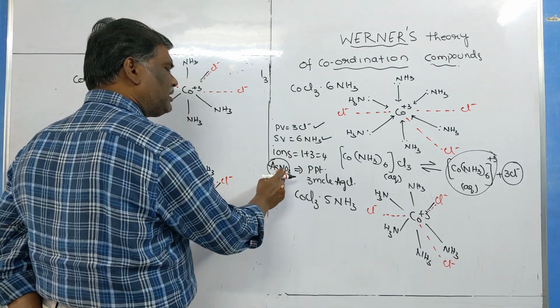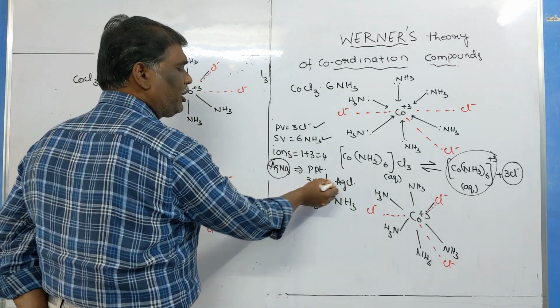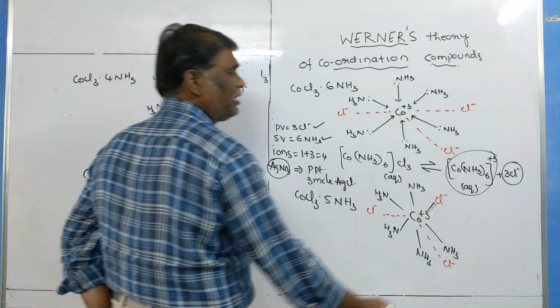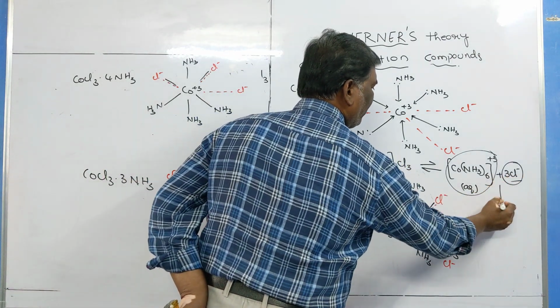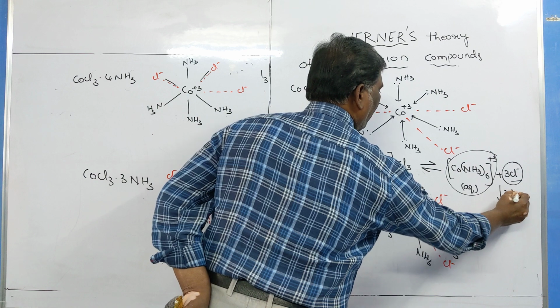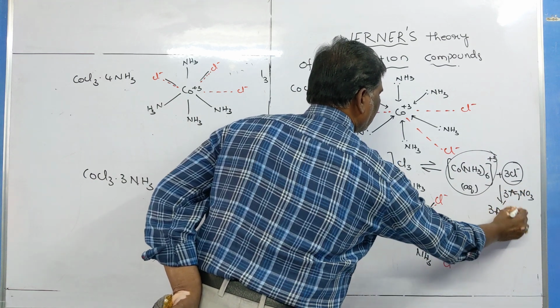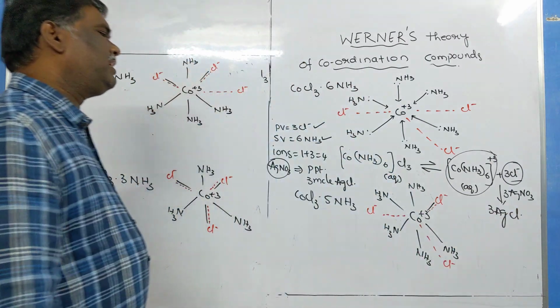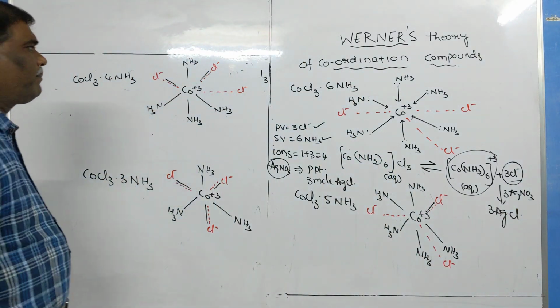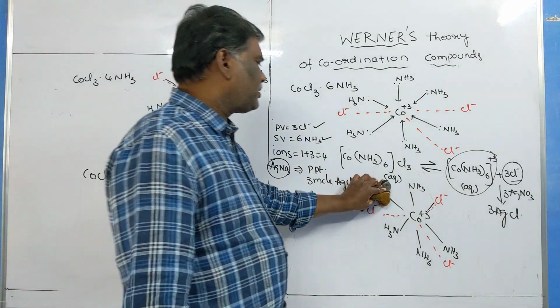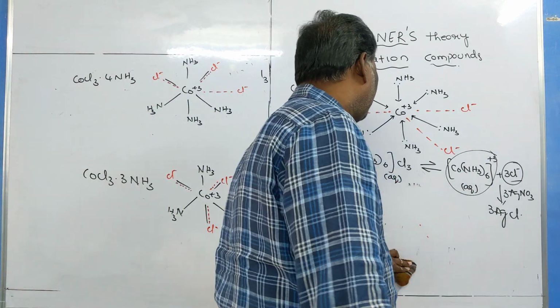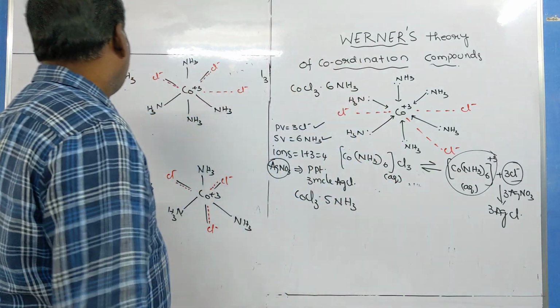On reaction with AgNO3, how many moles can it give? 3 moles of AgCl, because 3 chlorides are freely available. They react with 3 AgNO3 to give 3 moles of AgCl precipitate. Okay. This is all about the structure of CoCl3·6NH3.